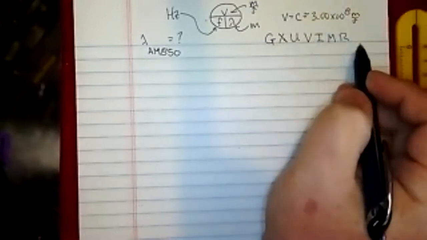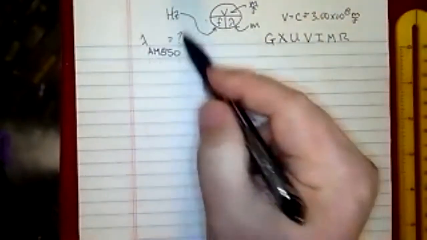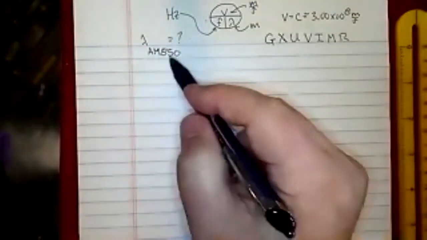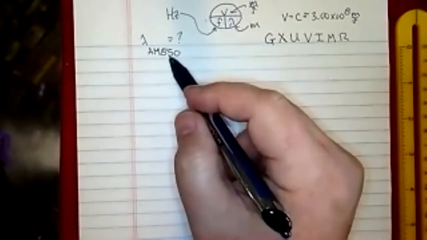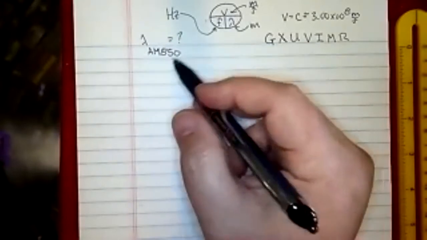So because I know radio stations send out radio waves, I know this wave is a radio wave, and therefore I know its speed. So I've got V already. Then it's just a matter of realizing, what does AM 850 mean?